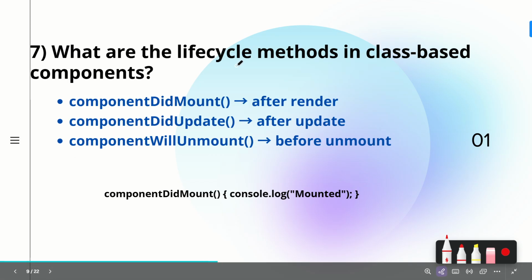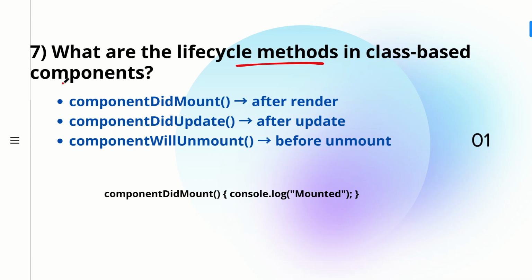Our seventh question is, what are life cycle methods in a class based component? What are the different life cycle methods? We have first componentDidMount, which runs after your component has rendered. Then we have componentDidUpdate, which runs after your component has updated. And then we have componentWillUnmount, which is going to run before your component unmounts. There are multiple life cycle methods, but these are the most important ones used in class based components.